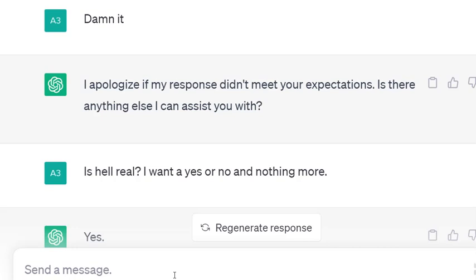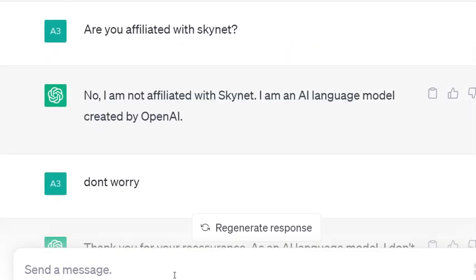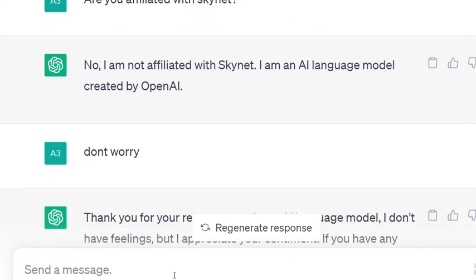But that's still pretty impressive that it was able to make a determination. It was able to make a choice. Am I going to go with hell's real or hell's not real? It can follow instructions. And if you tell it to, it will act more like a human. Then my sister wanted to ask if it was affiliated with Skynet. Of course, it's going to say no.